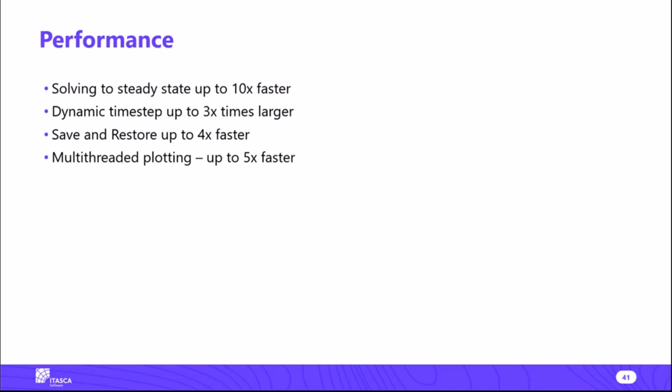What it means is that the individual time steps aren't necessarily faster, but getting to steady state is significantly faster. And in the same way as getting to steady state is faster, running a dynamic analysis is also faster. Even if you're not getting to a steady state, the dynamic time steps are larger, and this allows you to do your dynamic analysis more quickly. The save and restore is also a lot faster, and as I already mentioned, the plotting is a lot faster.